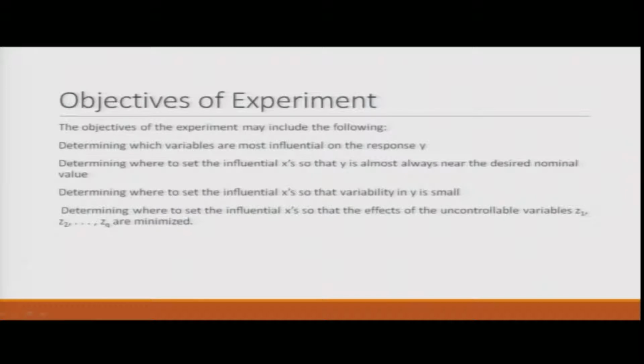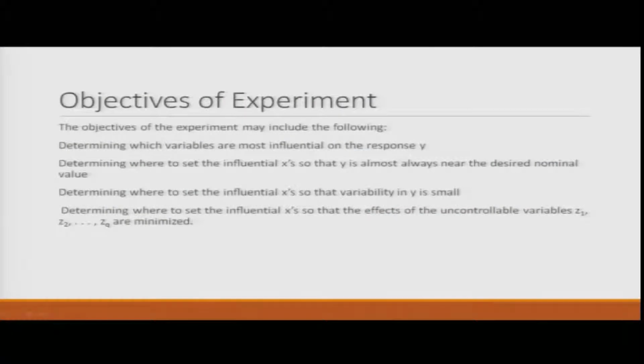Y can be a scalar or a vector, and obviously the inputs are a vector from x1 to xp or x1 to xn, depending on what nomenclature we use. We will determine where to set the influential x's so that y is nearly at the desired nominal value which we want. Also determine where to set the influential x's so that the variability in y is small. There are two things: we want to change the x values and get the exact value, which has to do with the expected value, but keep the variance as low as possible. Maintaining the expected value has to do with the consistency of the experiment.